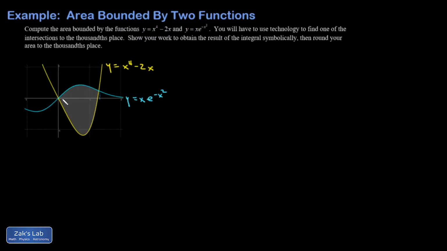So clearly they intersect at x equals 0. Just plug in 0 into either of these for x and you get 0 for y. So my intersections are 0 over here on the left, and then some unknown quantity over here on the right. So you can't solve this equation analytically. If I'm trying to find an intersection using algebra, I'm stuck. So I write down x to the fourth minus 2x equals x e to the negative x squared. I have no idea what x is, so we're going to have to use an approximation on this.